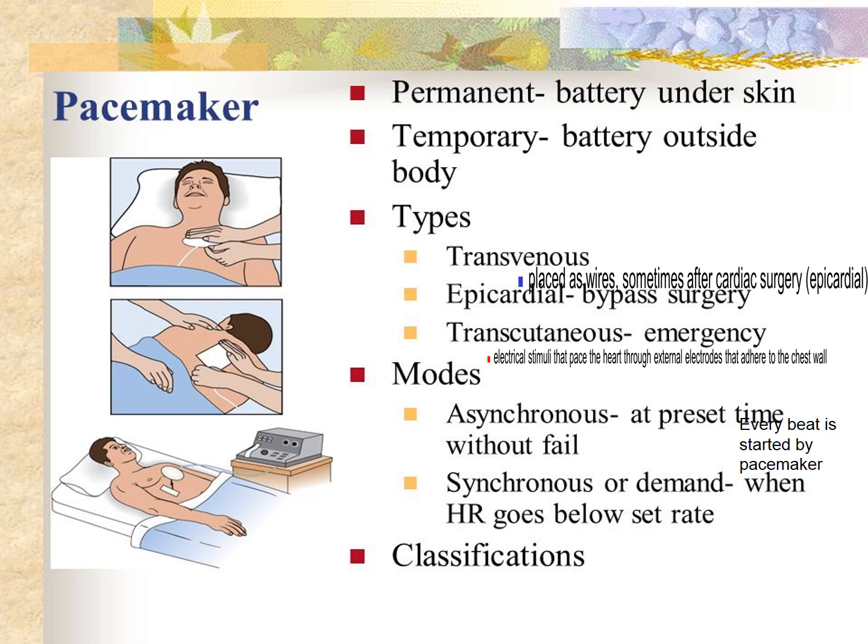So permanent, the battery is under the skin. Temporary, the battery is outside the skin. And then there are different types of pacemaker: transvenous, epicardial, and transcutaneous, which is usually done for emergency.